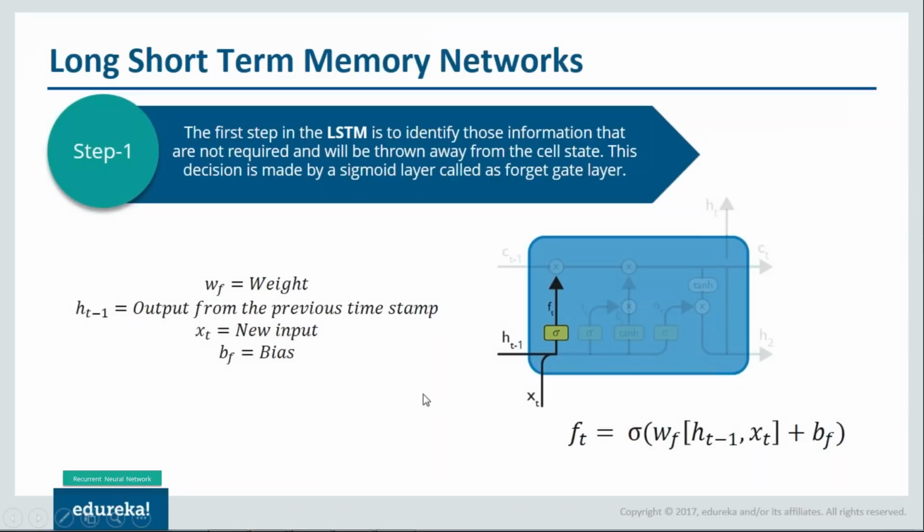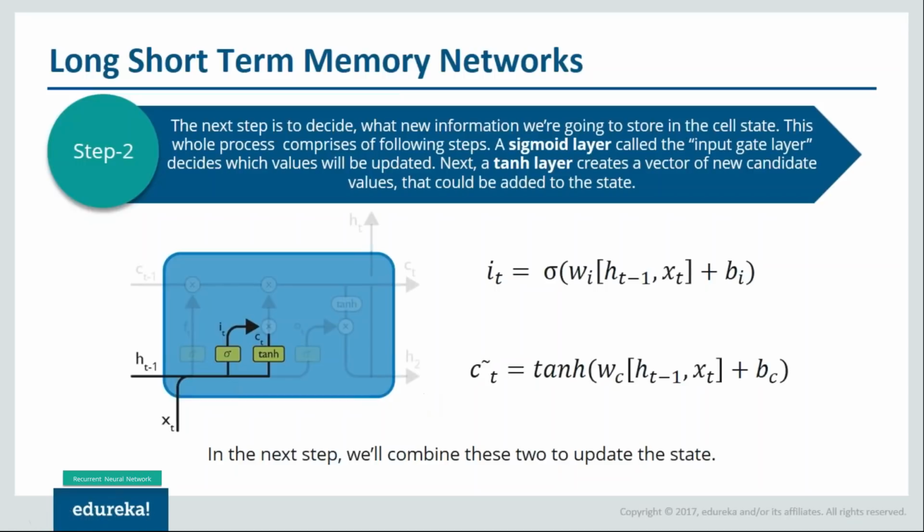Now let us see what happens in the next step. The next step is to decide what information we are going to store. In the previous step, we decided what information we are going to keep, but here we are going to decide what new information we are going to store in the cell state. Now this has two parts. First, a sigmoid layer, also known as the input gate layer, decides which values we'll update.